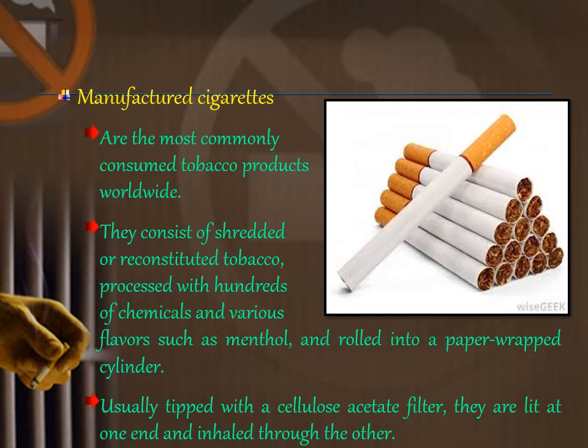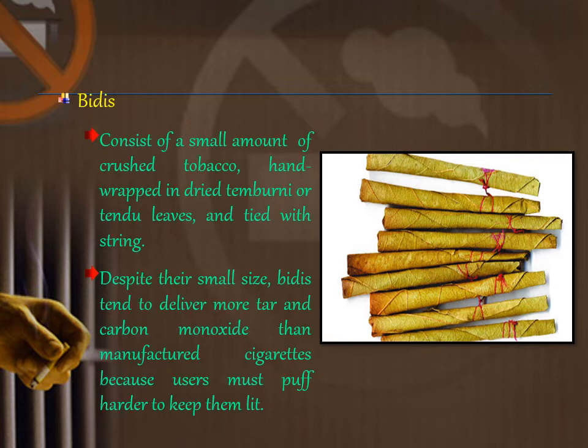Manufactured cigarettes. These are the most commonly consumed tobacco products worldwide. They consist of shredded or reconstituted tobacco processed with hundreds of chemicals and various flavors such as menthol and rolled into a paper wrapped cylinder. Usually tipped with a cellulose acetate filter, they are lit at one end and inhaled through the other. Then comes bidis. This consists of a small amount of crushed tobacco hand wrapped in dried tambourine or tendu leaves tied with string. Despite their small size, bidis tend to deliver more tar and carbon monoxide than manufactured cigarettes because users must puff harder to keep them lit.